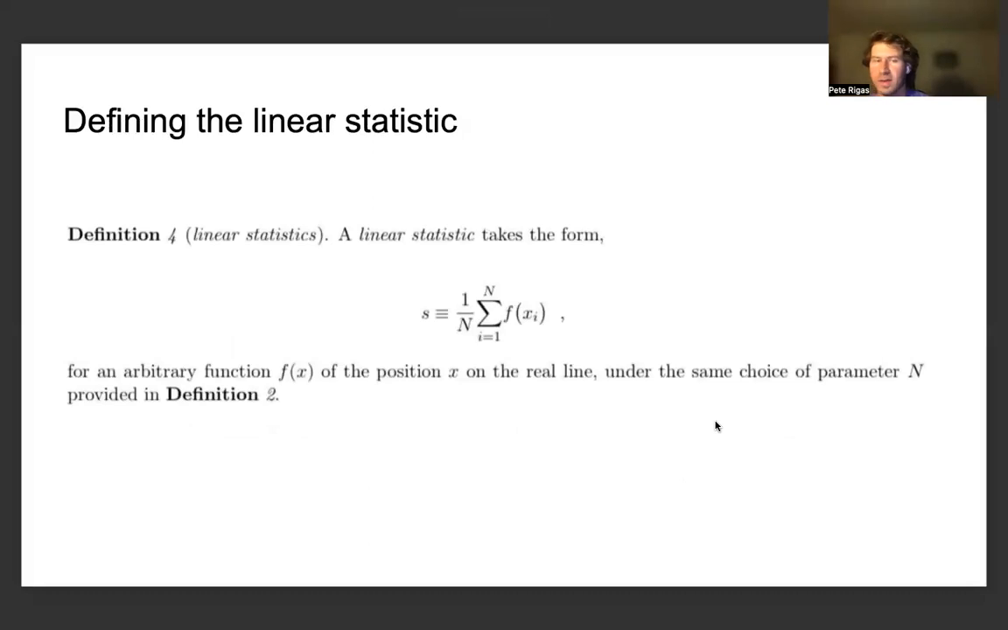And we can also define the linear statistic, which is given by the fact that we can take a linear statistic as a summation that takes the following form, which we'll denote with little s. And for some strictly positive integer big N, it's given by a summation of f of x sub i divided by n, for an arbitrary real function f of x over the real line.